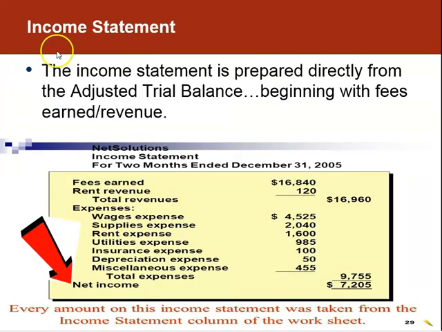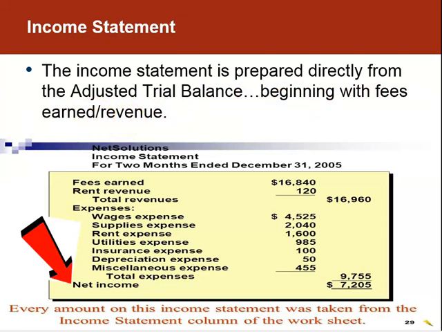All right, so let's talk a little bit about the income statement. Bet you didn't know this. We talked about in the previous chapters, we said that the income statement is the first financial statement prepared. But look what it says here. It says the income statement is prepared directly from the adjusted trial balance, beginning with fees earned / revenue.